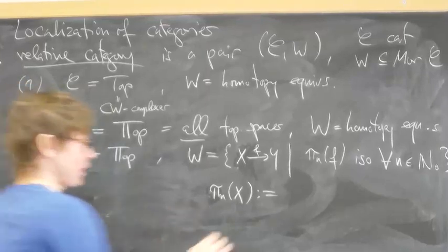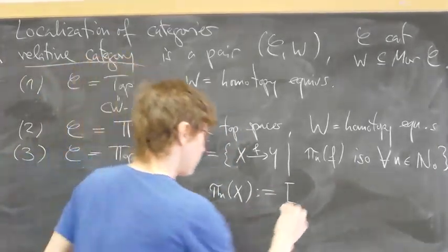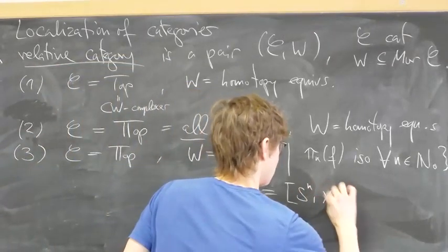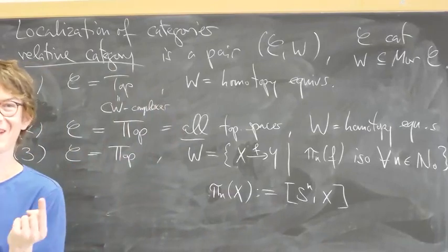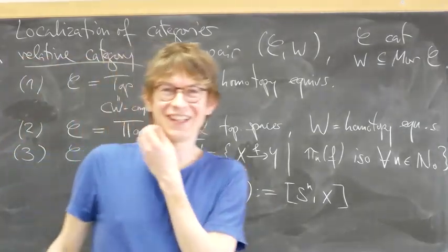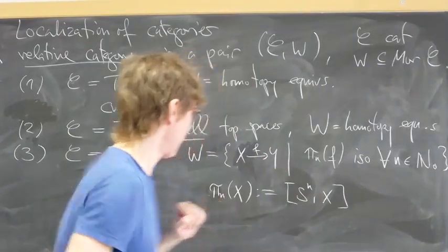The nth homotopy group of a space is the set of homotopy classes of maps from the nth sphere. So who knows what a homotopy is? That's what I should check. Well, everybody knows what a group is.